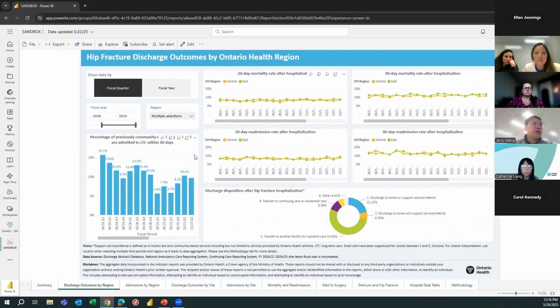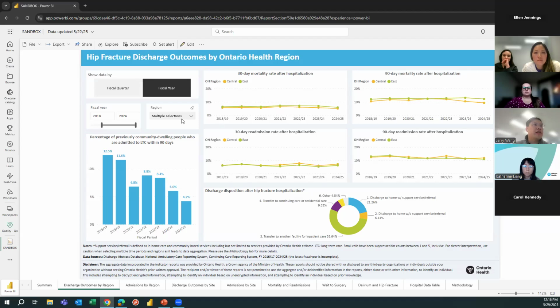On the bottom left here, we have the percentage of previous community dwelling people who are admitted to long-term care within 90 days. So these are individuals who came in through the community to the emergency department, and then left their admission to a long-term care home. And at the bottom, we have discharge disposition after hip fracture hospitalization. So here we can do it by fiscal quarter as well as fiscal year.